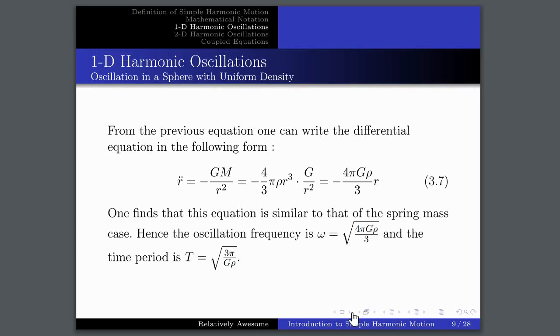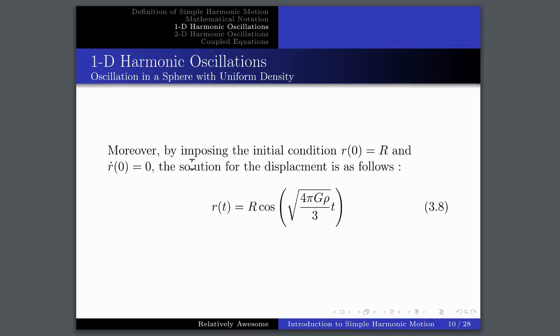And just like the spring mass system, by imposing some initial conditions, at time equals 0, the point mass is at the radius of the sphere, and at time equals 0, the velocity of the point mass is 0, then the particular solution is as follows. And this solution should typically be remembered because it's a very general solution for the one-dimensional simple harmonic oscillator.